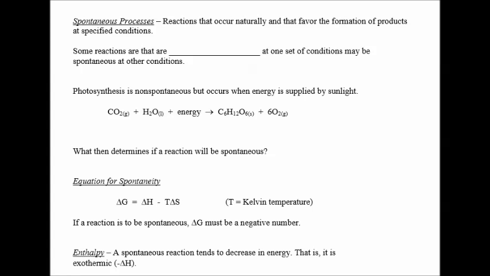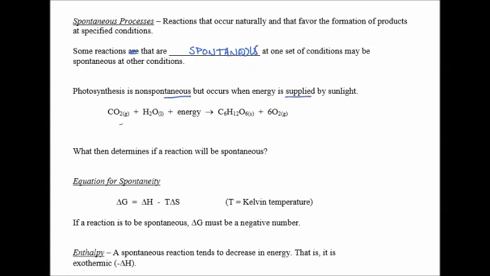So that leads us to our last concept, which is called a spontaneous reaction. They are reactions that occur naturally, or they work to favor products. Some reactions that are spontaneous, which means they occur naturally, at one set of conditions, may not be spontaneous at other conditions. Photosynthesis is non-spontaneous, but it occurs when energy is supplied by the sun.